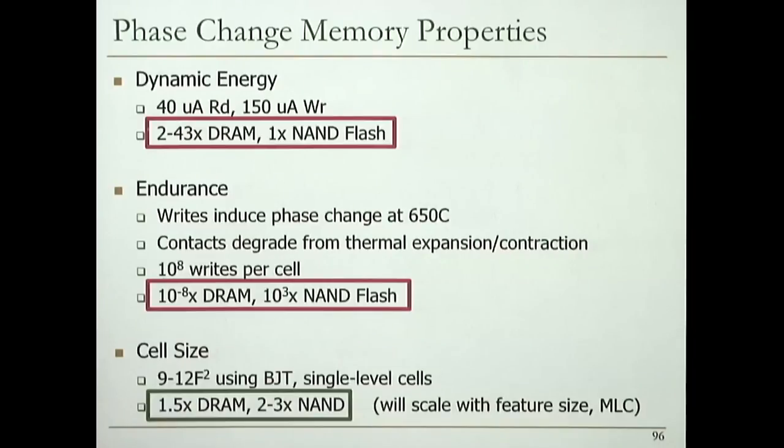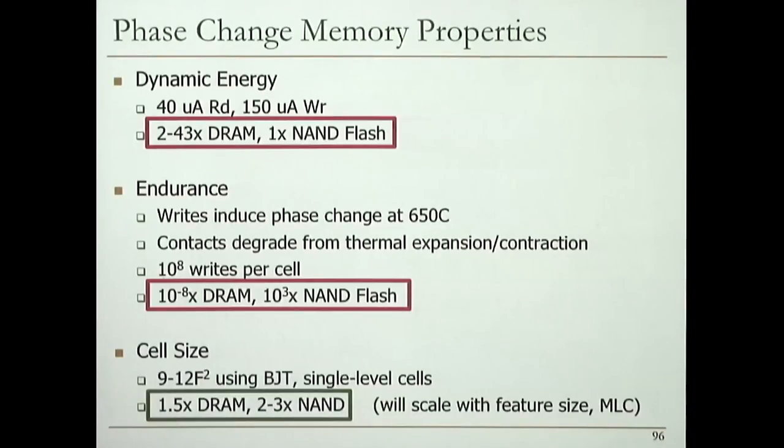So as you can see, the read energy is actually worse than DRAM, 2x worse, which is not that bad, but the write energy is much, much worse than DRAM. Whenever you're writing, you consume 43 times more energy than a single DRAM write. Doesn't sound that good, right? So you probably don't want to write to this memory. You want to read from it. But it's on par with NAND flash. So it's somewhere in between DRAM and NAND.